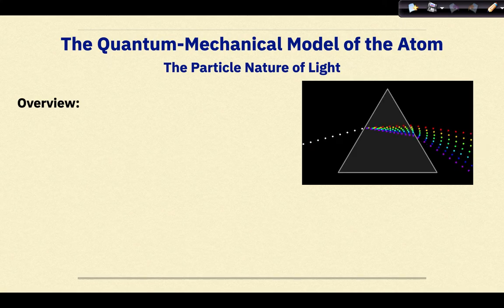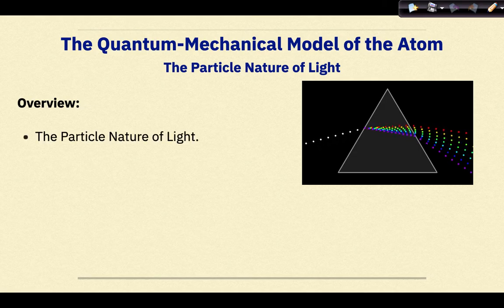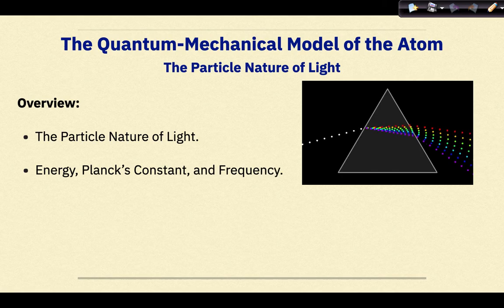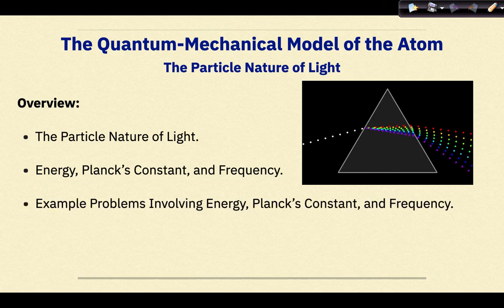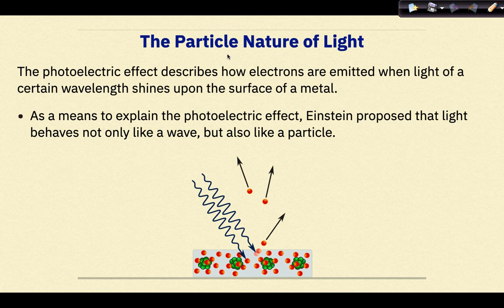The quantum mechanical model of the atom, the particle nature of light. In this tutorial, we will be going over the particle nature of light, energy, Planck's constant, and frequency. Finally, some example problems involving energy, Planck's constant, and frequency. The particle nature of light.